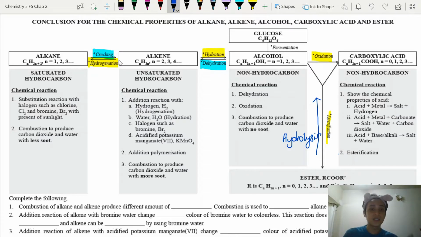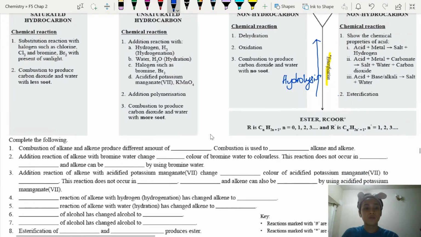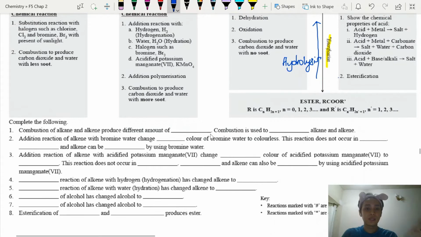So technically, this is the whole picture. You need to know how to convert from one carbon compound to another. Basically, you need to know all the chemical reactions for all homologous series. That is why this chapter is not really difficult, just that it's a lot of information to process. Now this is the summary, the important things.